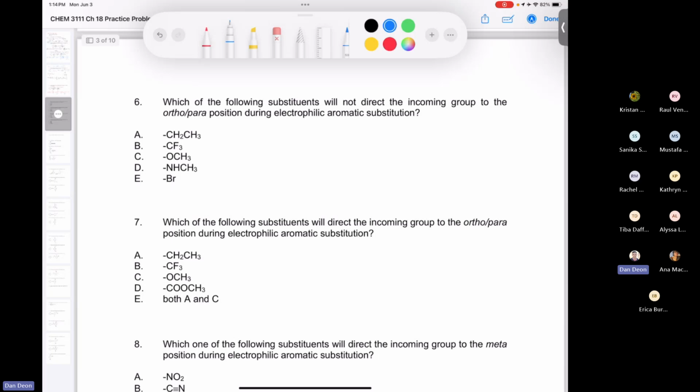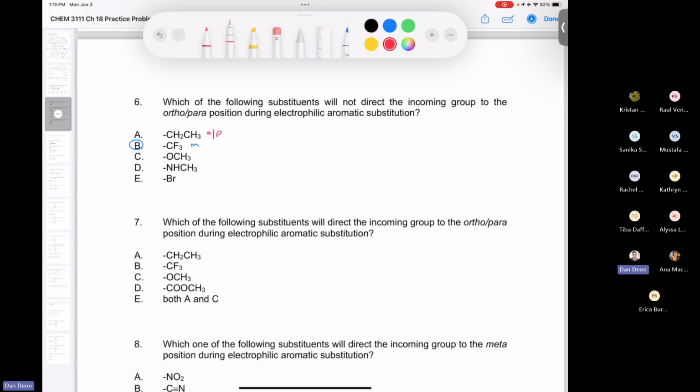Which of the following substituents will not direct the incoming group to the ortho-para position? So the first one is just an alkyl group. That's going to direct to the ortho-para position. The next one is a trihalomethyl group, so trifluoromethyl. That's going to direct to the meta position, so this better be the answer. The next one is a methoxy.